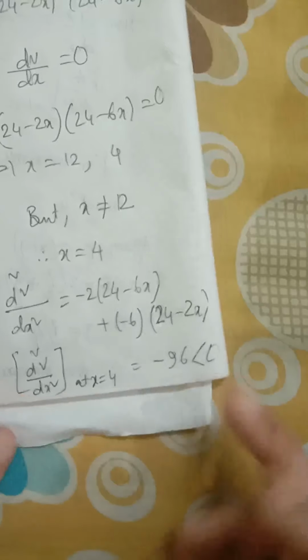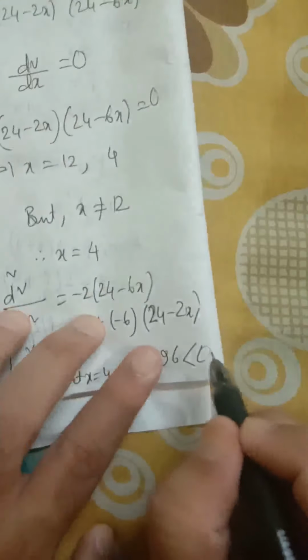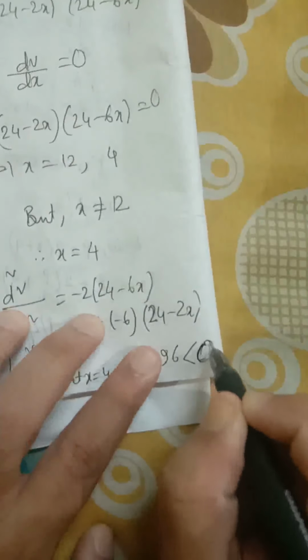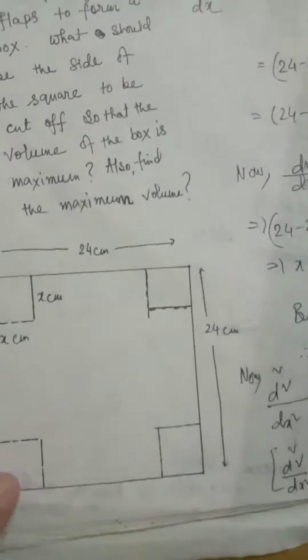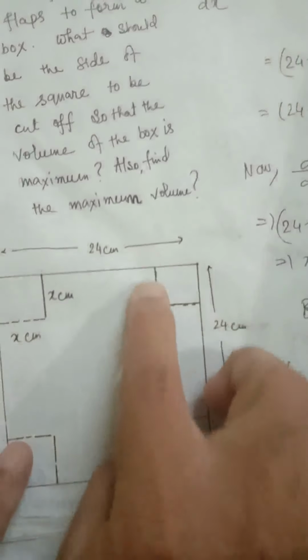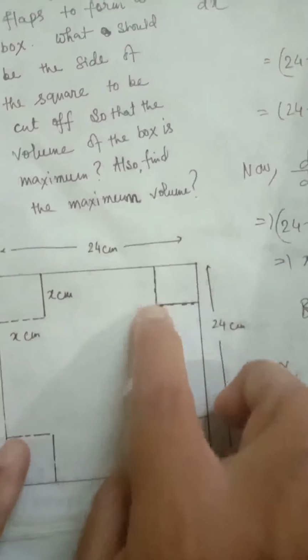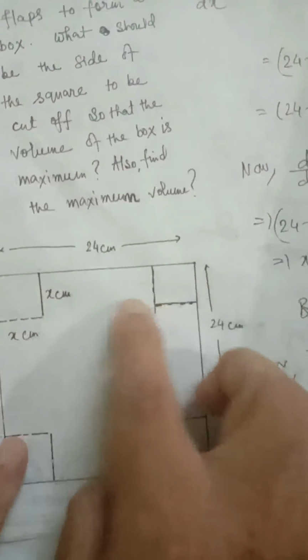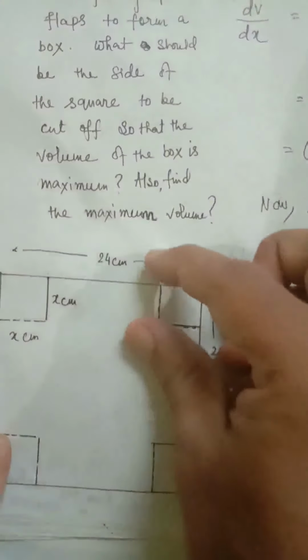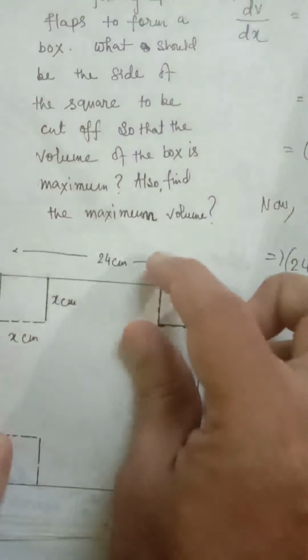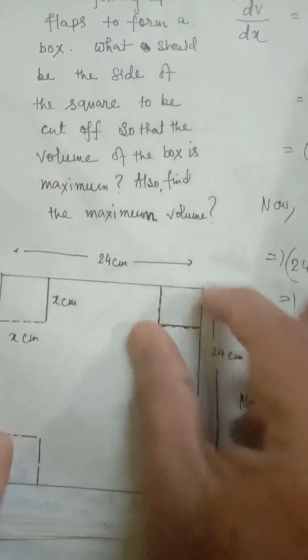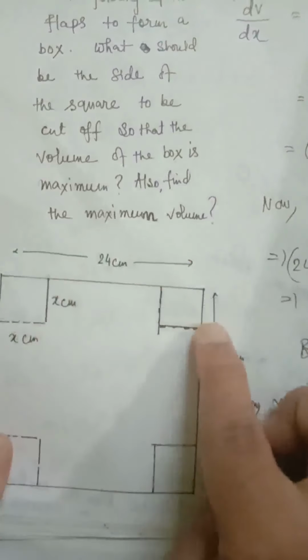Double derivative less than 0 means V is maximum. Therefore, V is maximum when x equals 4. That means we have to remove squares of side x equal to 4 centimeter from each corner. The length of each side of the square which we remove from each corner must be 4 centimeter. In that case, the volume will be maximum.